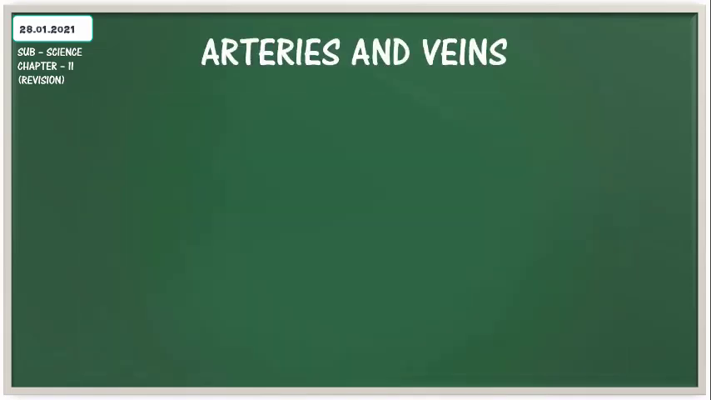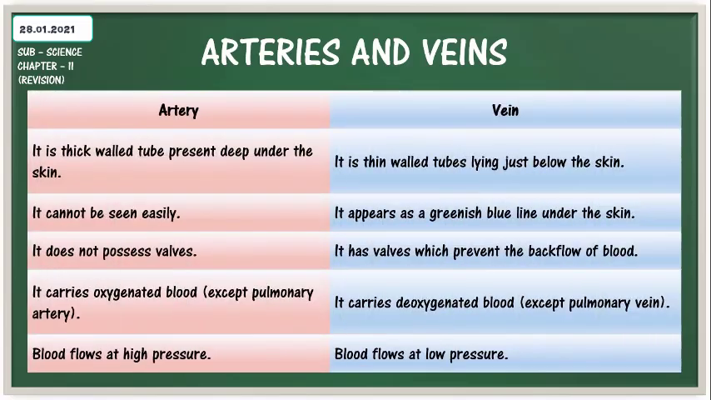Arteries lie quite deep under our skin and cannot be seen easily, while veins are the tube-like structures which are situated just under the skin and can easily be seen as greenish-blue tubes or lines below our skin. Arteries have thick elastic walls as the blood flows at high pressure due to the pumping action from the heart through arteries. No valves are present in the arteries.